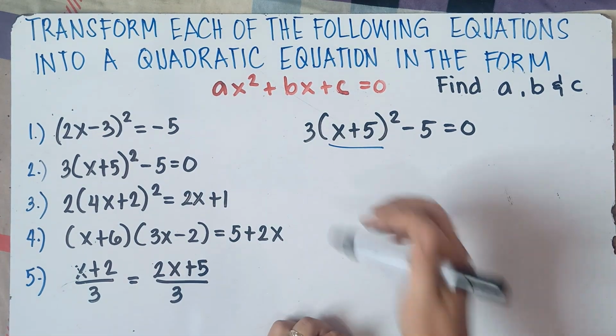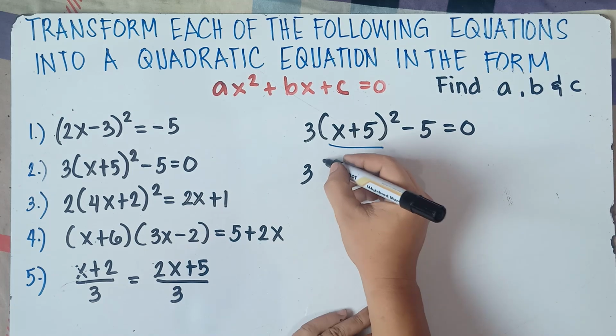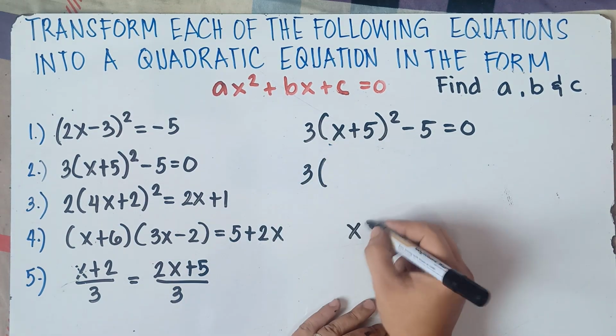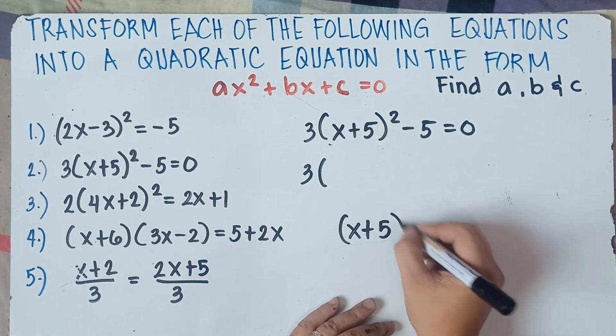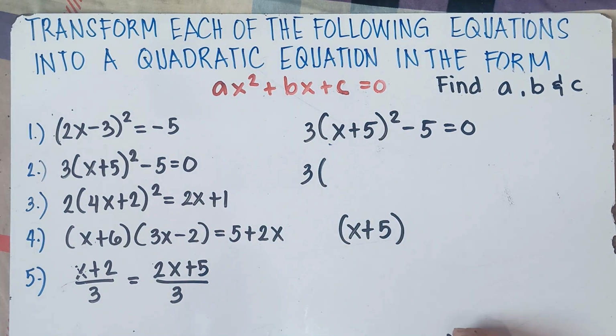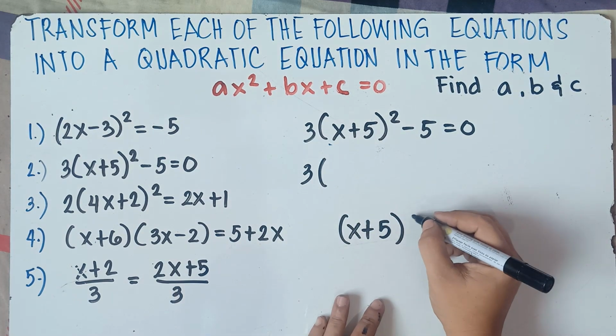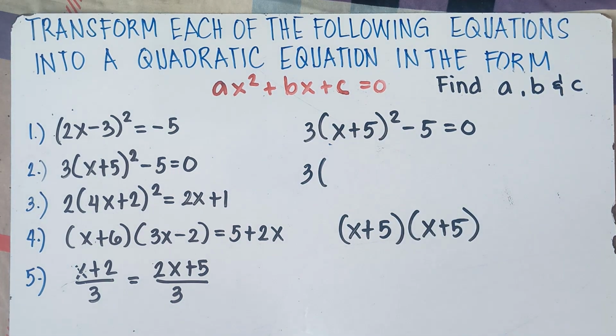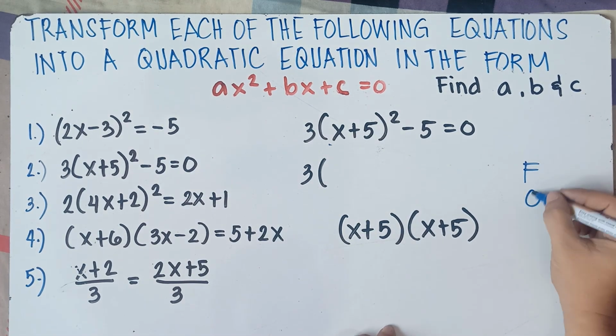So simply copy 3, and then you put open parentheses. Then we need to simplify this one. We need to get this answer: x plus 5 squared. Once again, it means you multiply this equation by itself twice. So x plus 5 squared would be x plus 5 times x plus 5. Alright, so we can do the FOIL method, and then later on, we do the square of binomial.